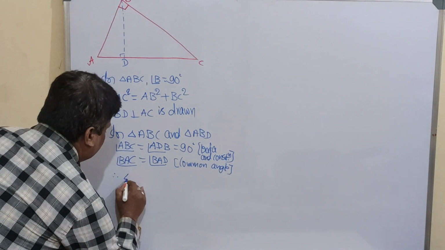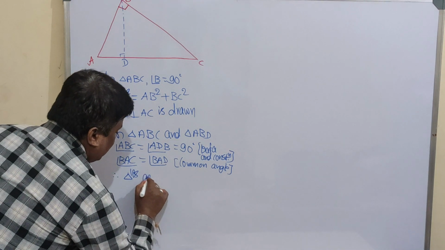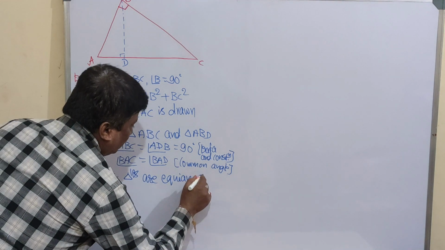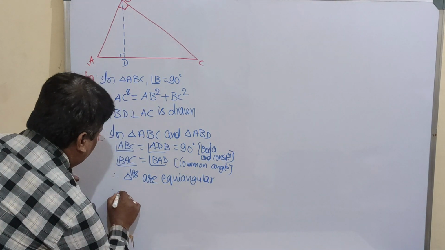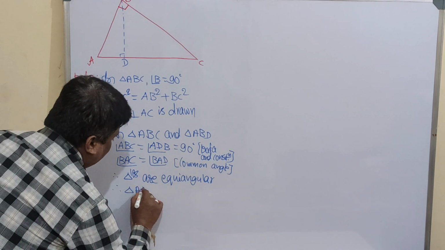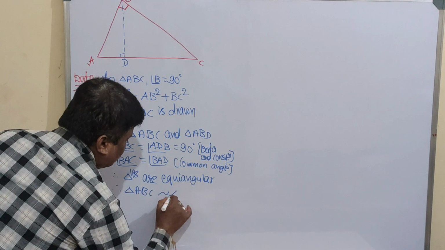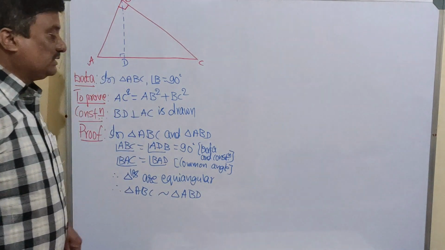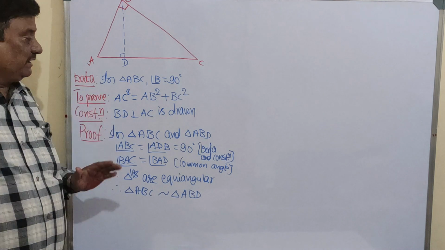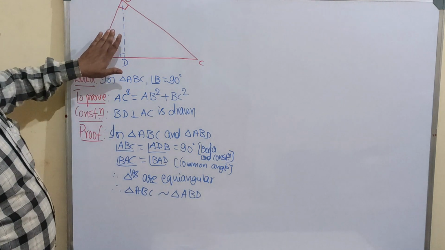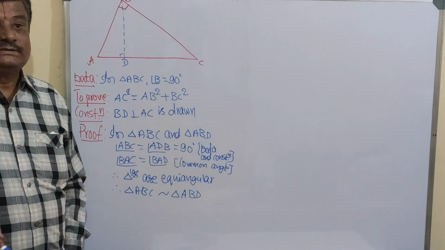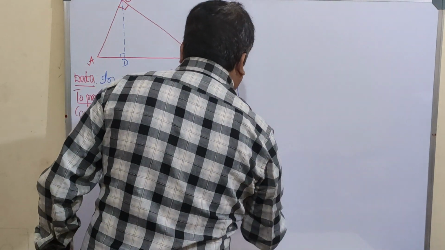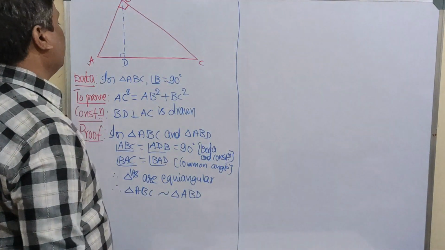Therefore, the triangles are equiangular. Therefore, triangle ABC is similar to triangle ABD. So that's the first thing. Here we first want to prove that triangle ABC and triangle ABD are similar. If they are similar, then their corresponding sides are in the same ratio.